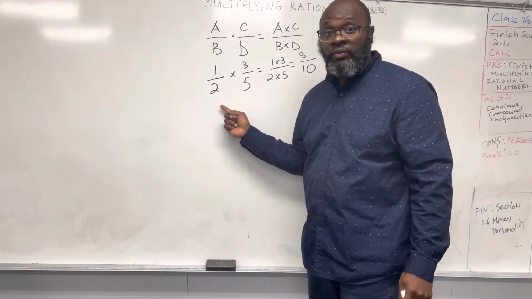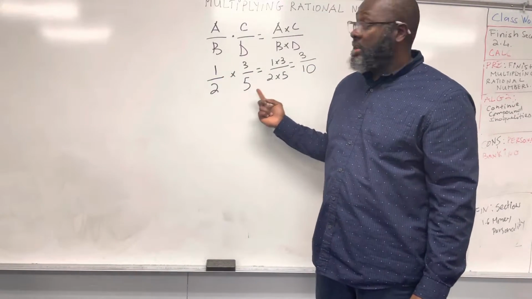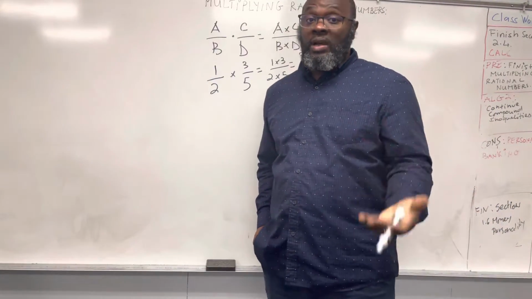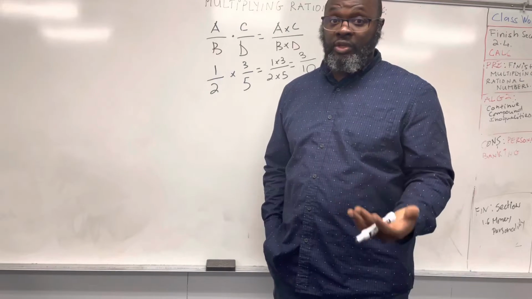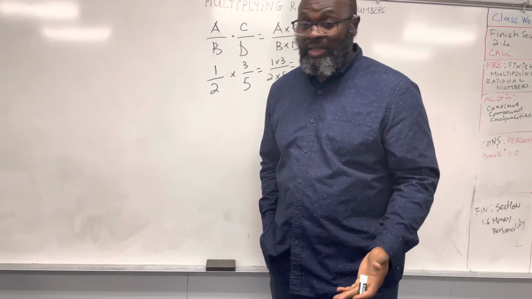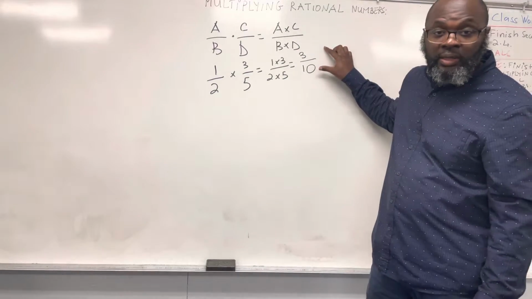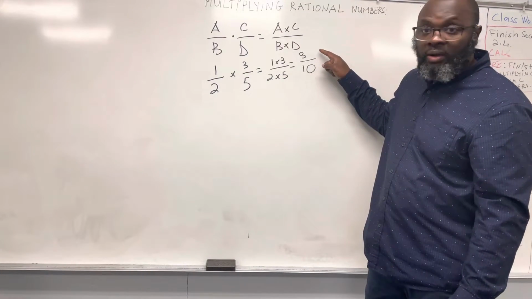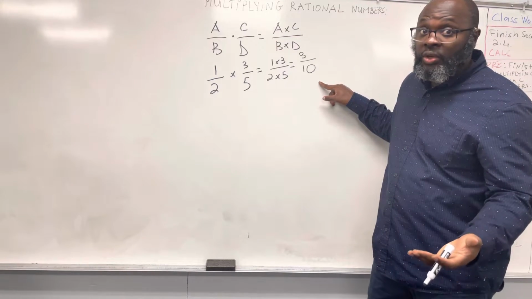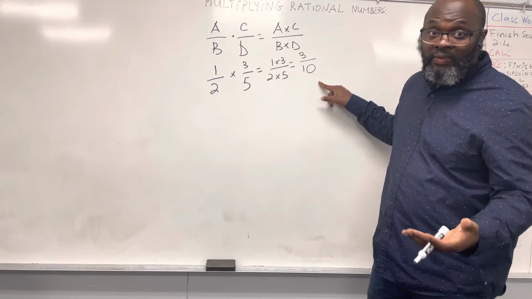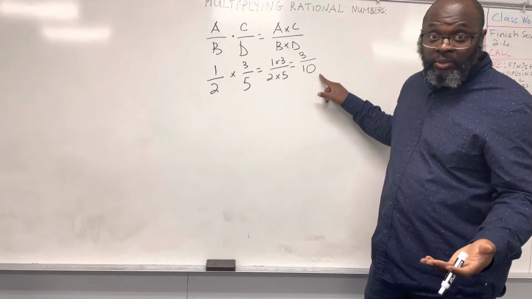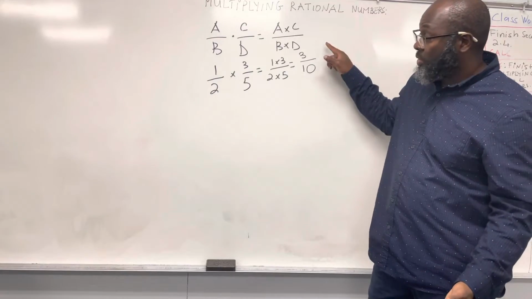So 1/2 times 3/5 is 3/10. Now, there's one thing: when you multiply rational numbers, you always have to make sure you have them in their simplest form. Basically, I want to see if 3 and 10 have a GCF, a greatest common factor. They don't, because there's no number that divides 3 and 10, and the only number that goes into 10 that goes into 3 is 1. So I'm going to stop here.